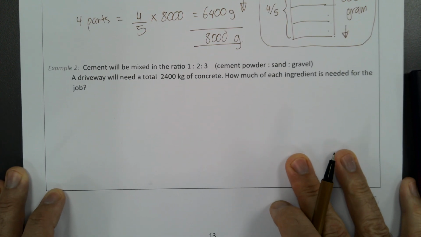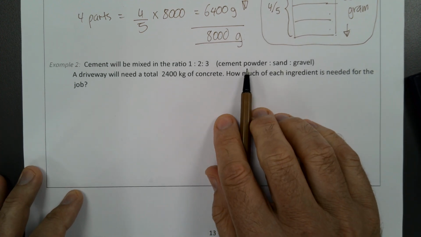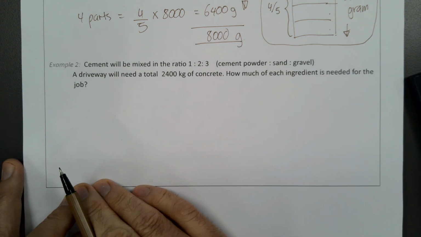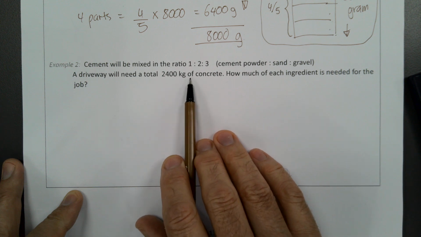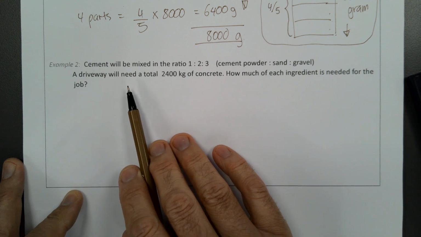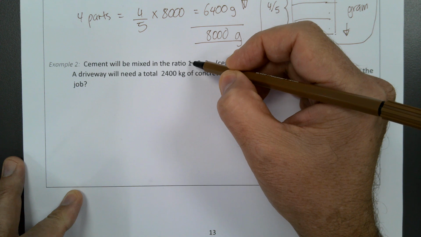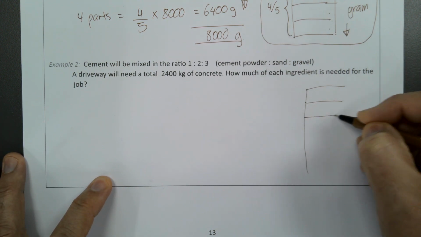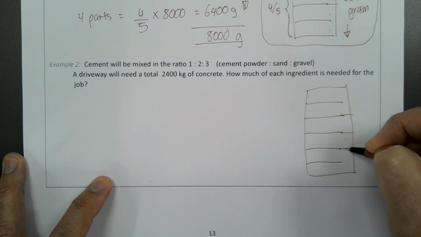Let's get a bit more practical. Cement is mixed according to a ratio: cement powder to sand to gravel. Let's say it's 1:2:3. A driveway is going to need a total of 2,400 kilograms of concrete. How much of each ingredient is needed for the job? What have we got? We've got 6 in total, haven't we? 1 plus 2 plus 3 is 6. Let's have a go at that. 1, 2, 3, 4, 5, 6. So there's my whole thing there.